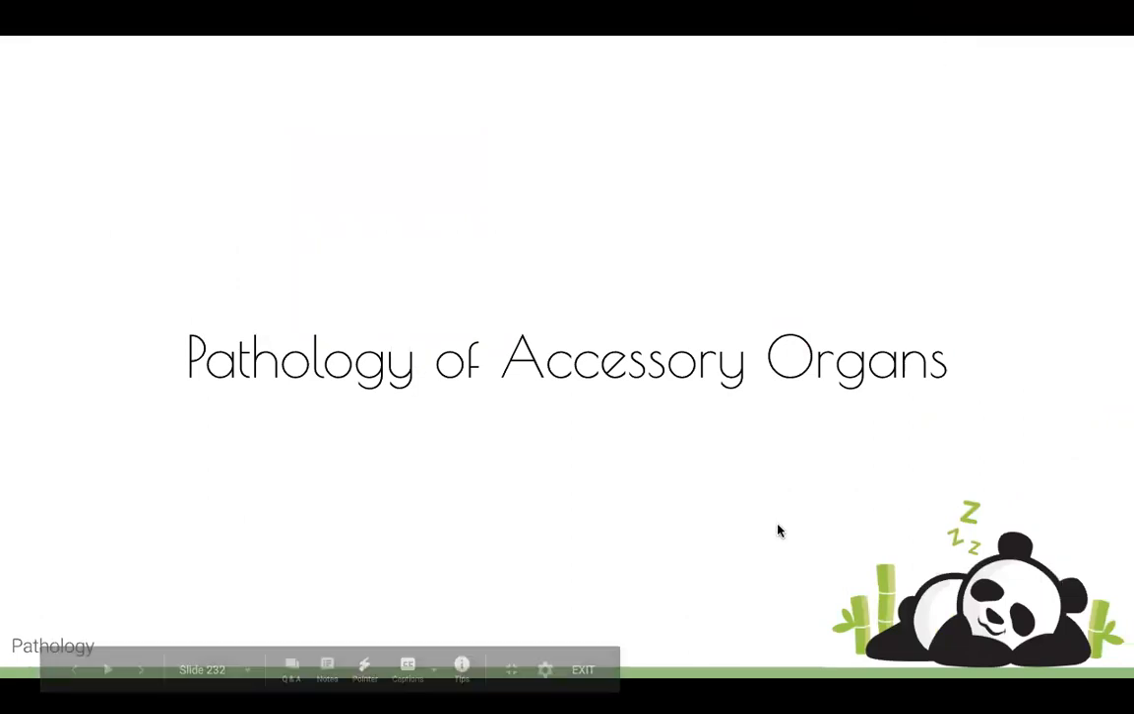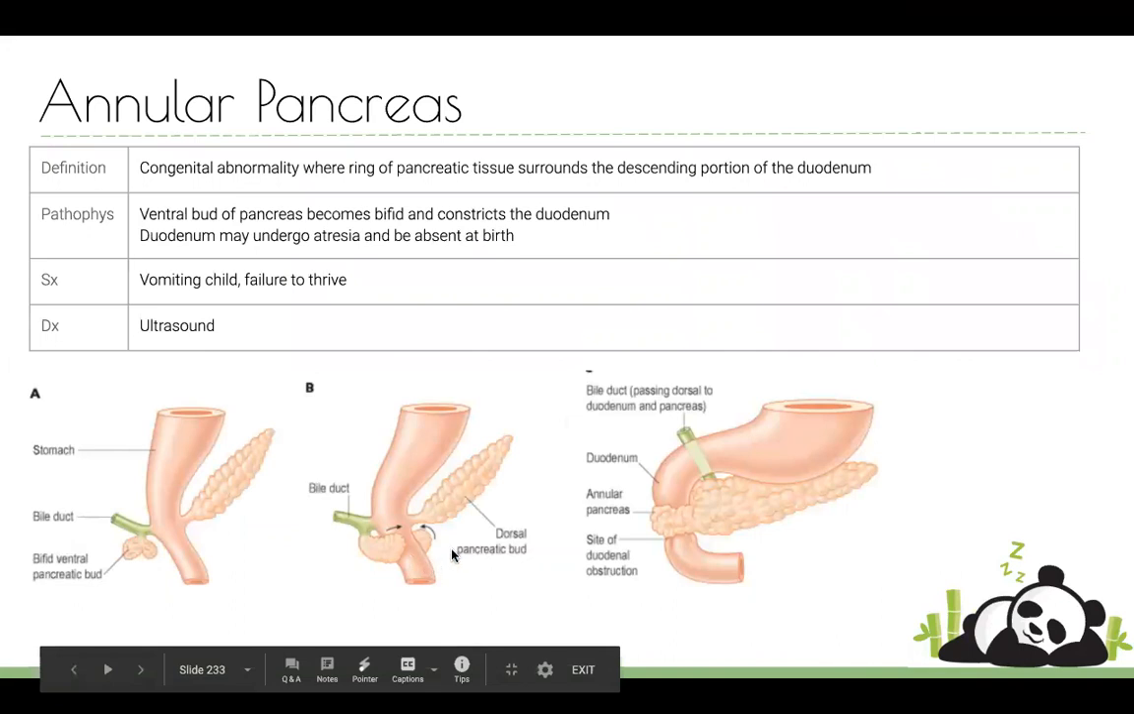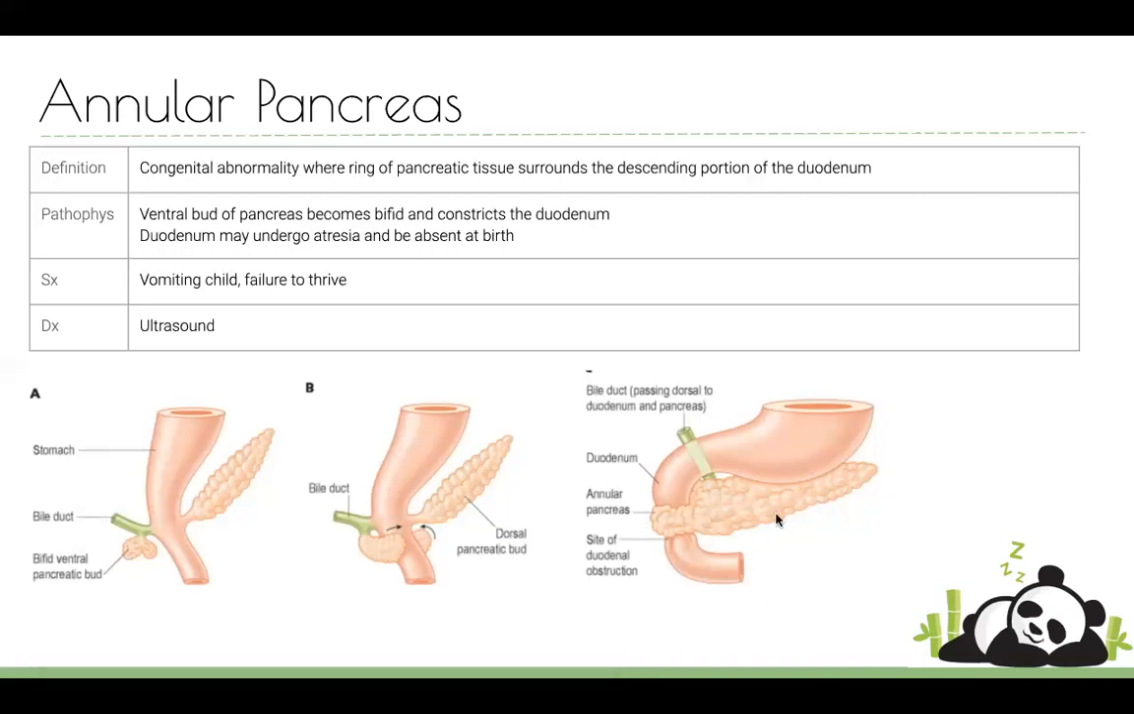Pathology of accessory organs. So this is an annular pancreas, which is a congenital abnormality. I think they mentioned this really briefly in embryology, but essentially it's a vomiting baby who's not really thriving, and that's because you've got this bifid ventral pancreatic bud, and it wraps around your duodenum, and it basically strangles it. Diagnose it by an ultrasound.